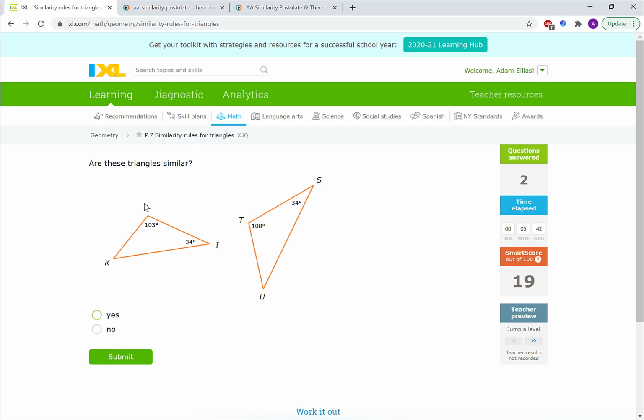These are not similar because 103 is different than 108.